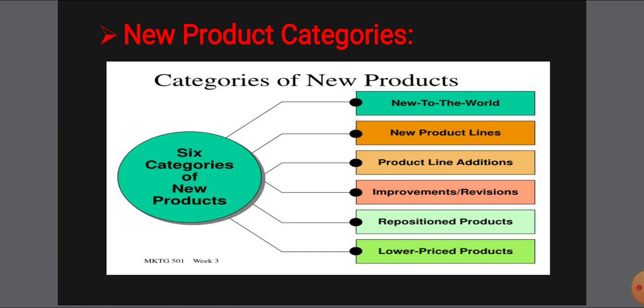Now, if the same organization, ITC, in their FMCG product lines, has some food categories, and in that food category they add one snack product, like Yippee noodles or some chips, Bingo chips, it will be termed as product line addition. In that food category, that product line, they are adding more products like Bingo chips and Yippee noodles. This is product line additions.